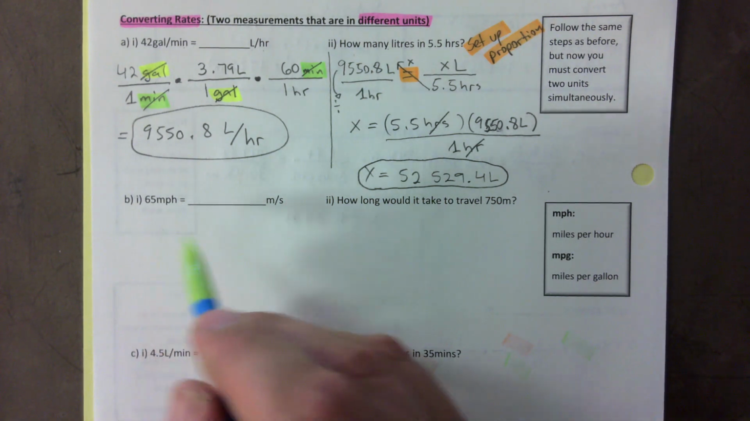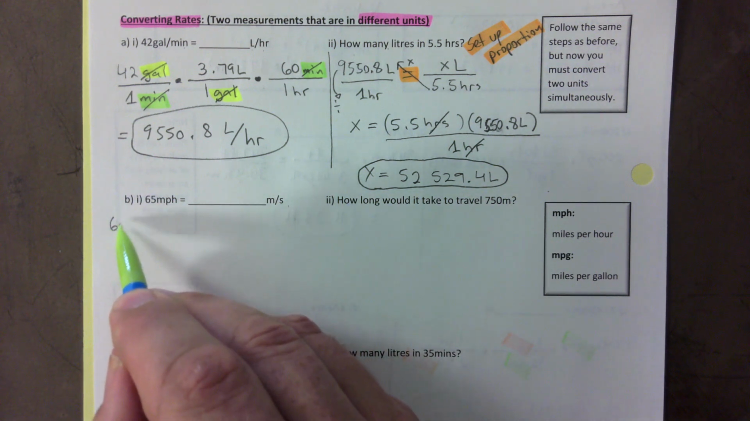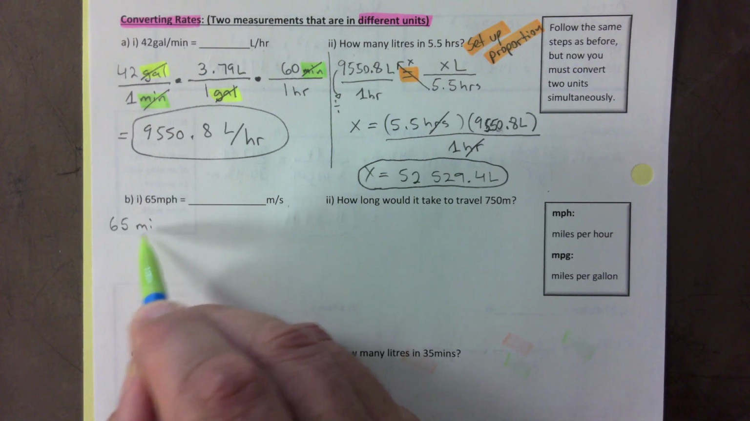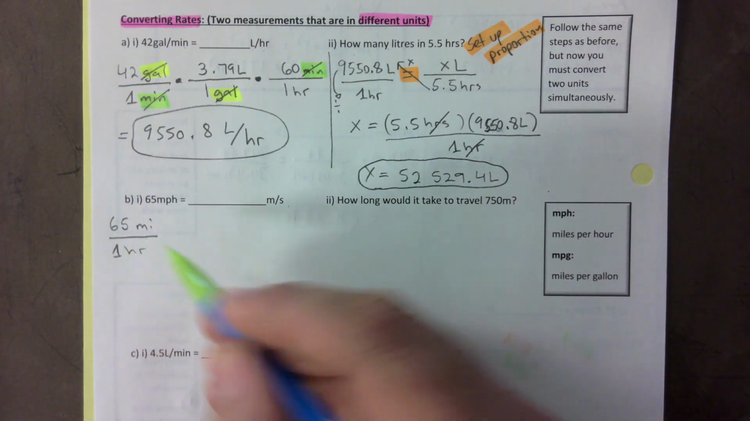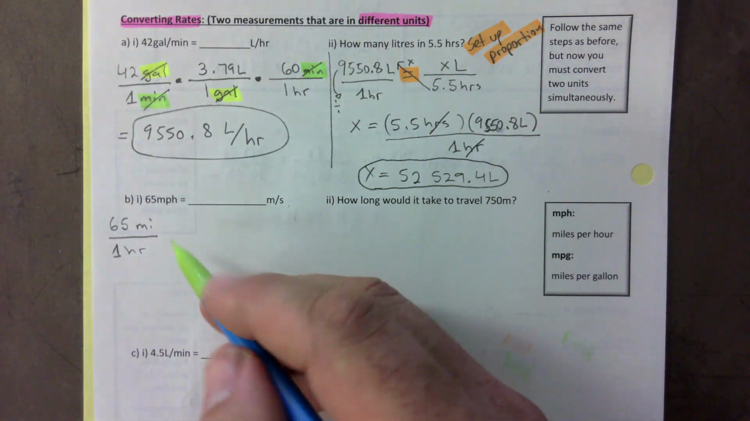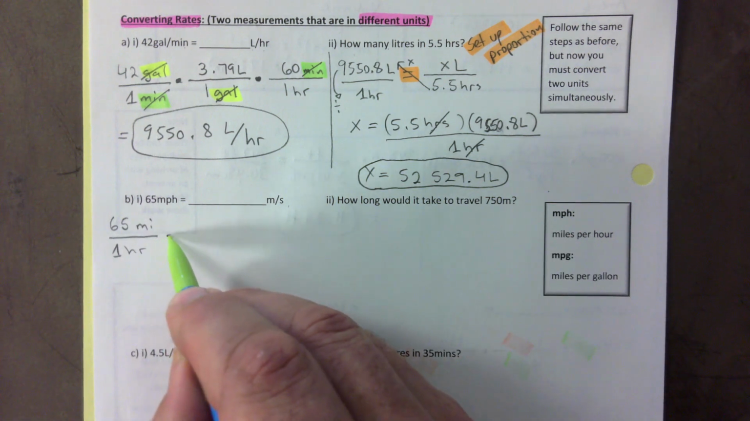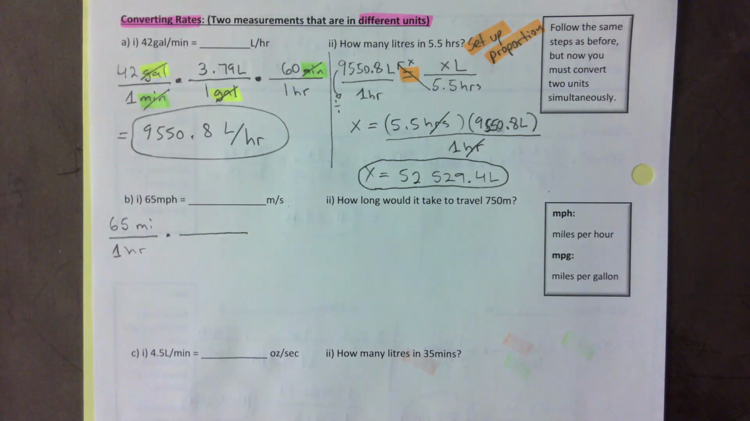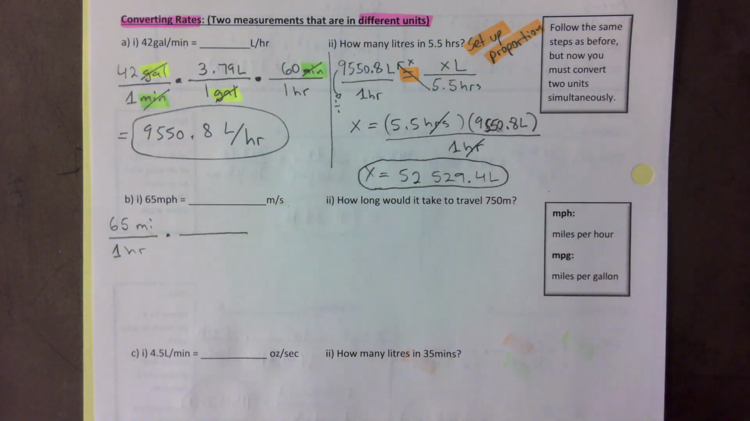65 miles per hour to meters per second. So we start like this. 65 miles in 1 hour. You can see that, right? We're converting here. You're going from a unit to a different unit. So we're converting here. You know what? I always tackle the top one. That's just me. I'm going to try to get my miles to meters. That's going to be my goal.